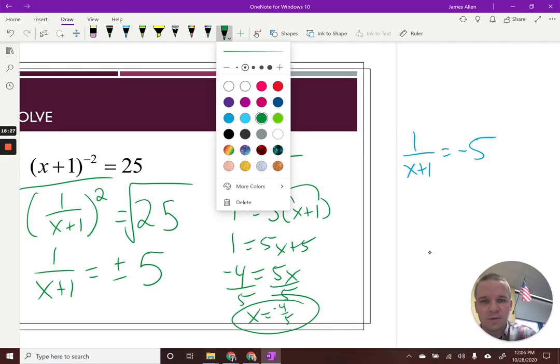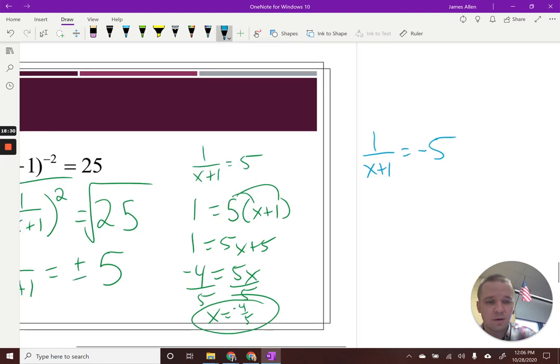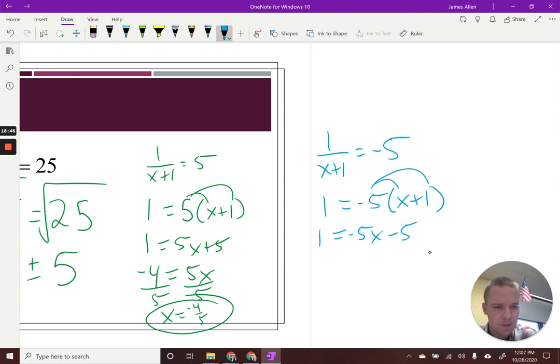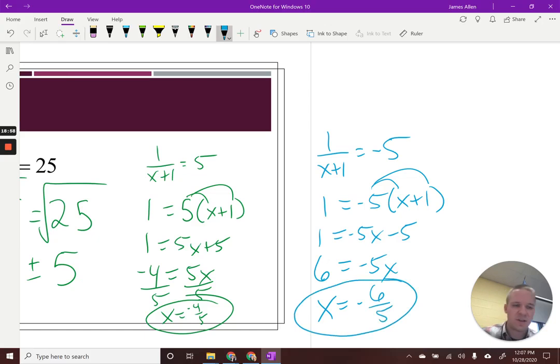And then in the light blue, not the lightest blue though, we could go even lighter, but I don't think that would be very helpful. Once again, I'll multiply by x plus 1, and I'll be left with negative 5 times the quantity x plus 1. Distribute my negative 5. Add 5 this time to get 6 equals negative 5x. Divide by negative 5, and I get x is equal to negative 6 fifths. I like it. Fantastic. Wonderful.